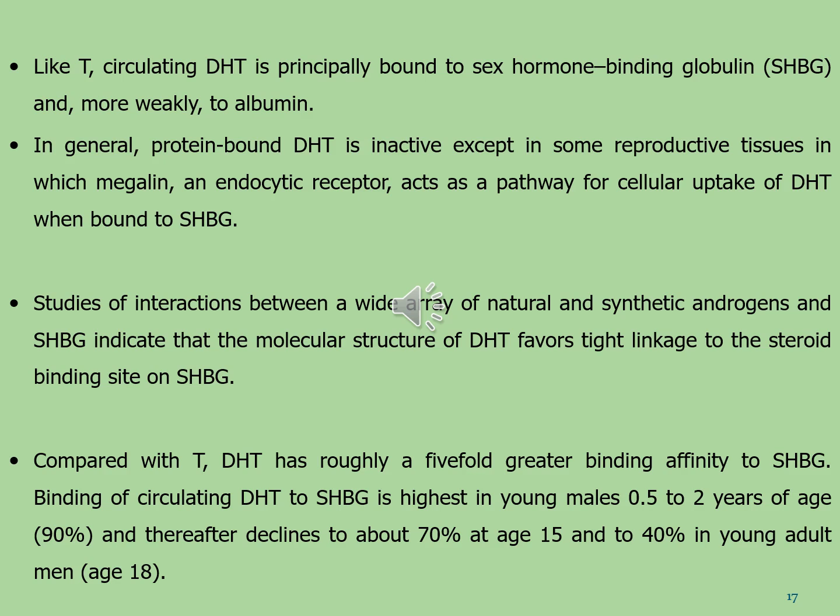Binding of circulating dihydrotestosterone to SHBG is highest in young males, that is 0.5 to 2 years of age, at 90%, and thereafter declines to about 70% at age 15 and to 40% in young adult men at the age of 18.